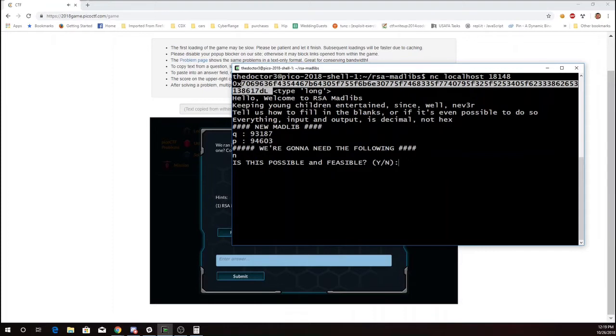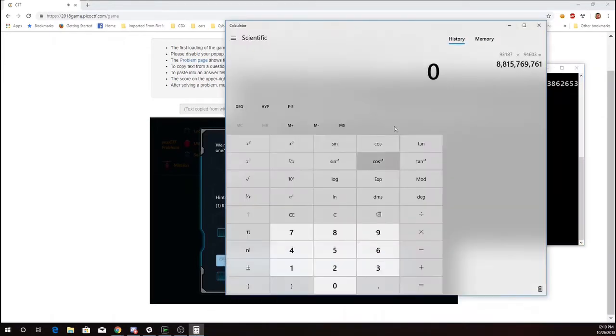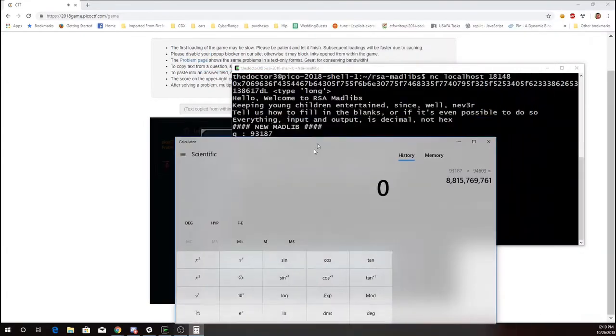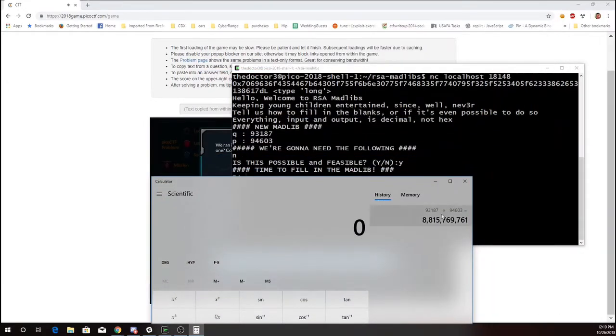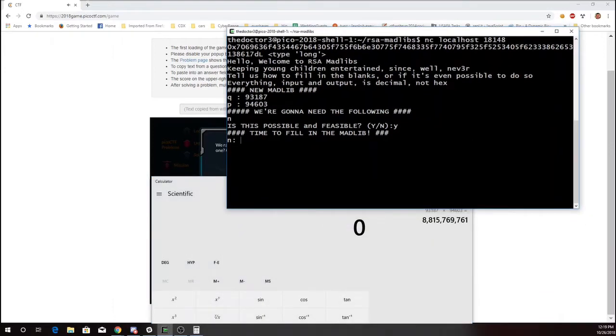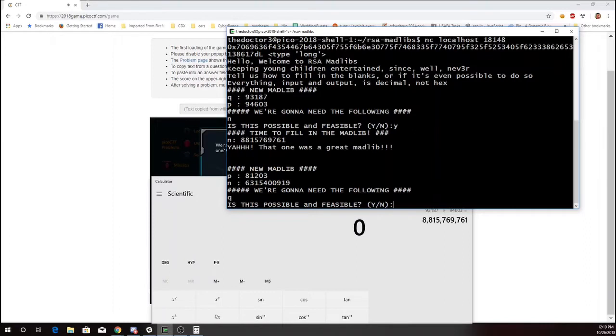And so in this first question, we get P and Q. We need N. It asks if that's possible. N is equal to P times Q, so that is possible. We can then multiply those together. 93187 times 94603 is this number. 8815769761.